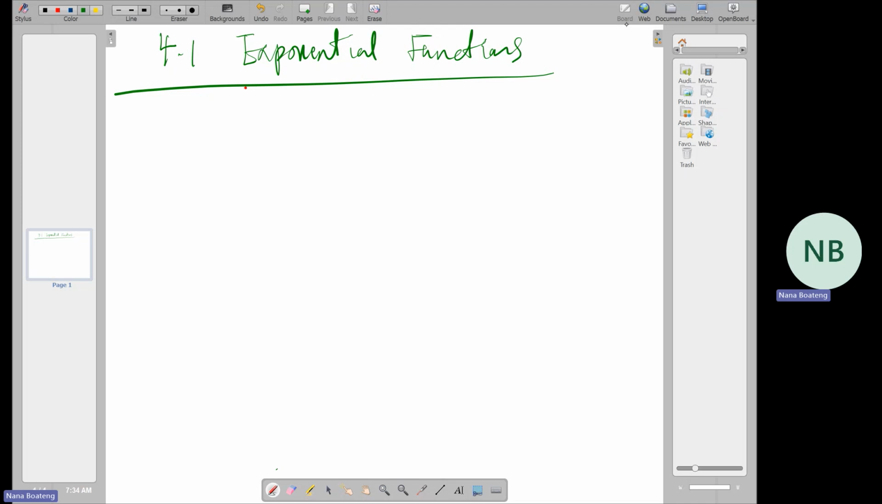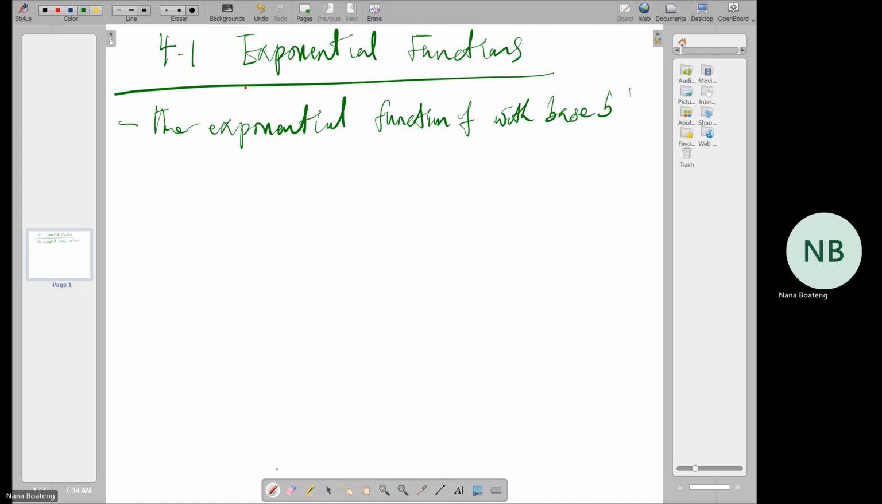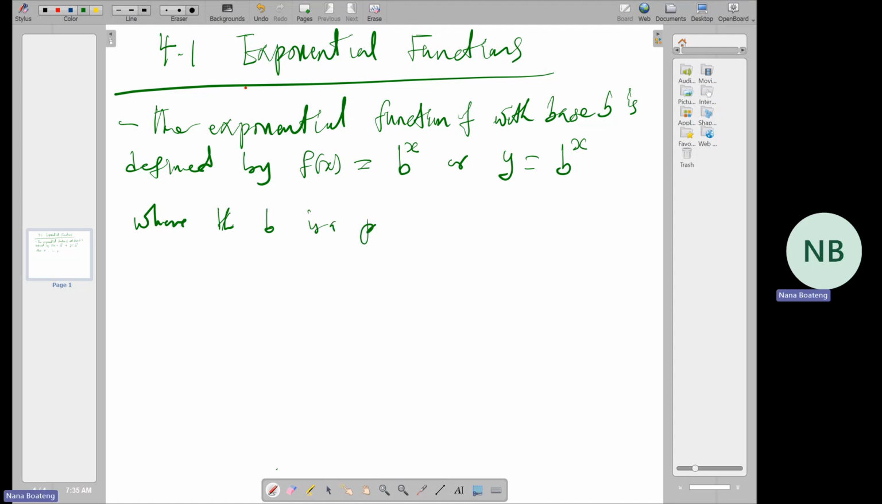So, what is an exponential function? The exponential function f with base b is defined by f of x equals b power x, or y is equal to b power x, where b is a positive constant.